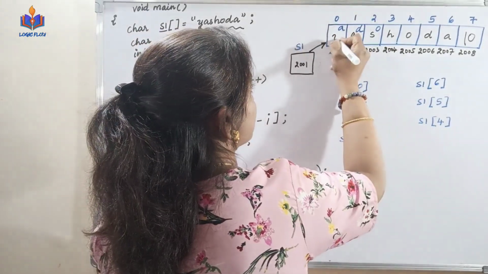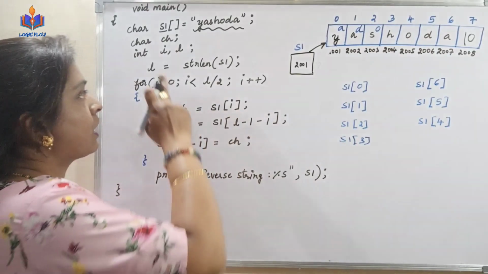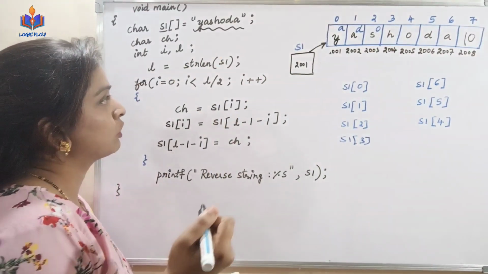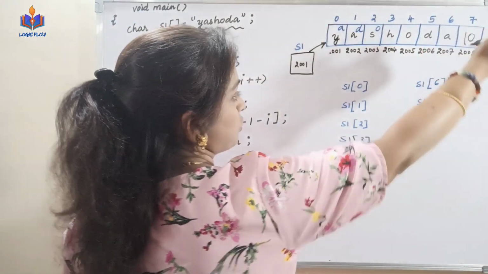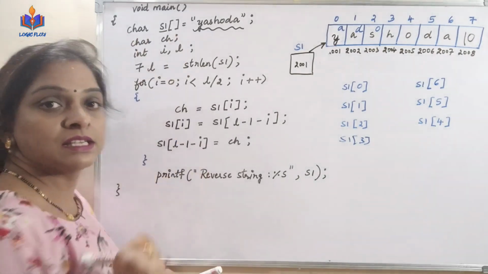So half of the array we need to go. For that we are finding the length, using the string length function. What is the length of S1? It is 0 to 6, which means it is 7. The L value will be 7.